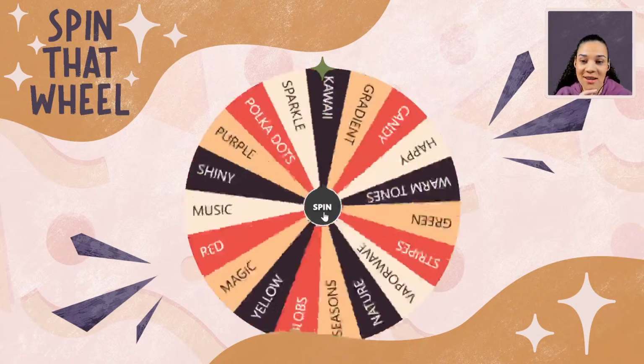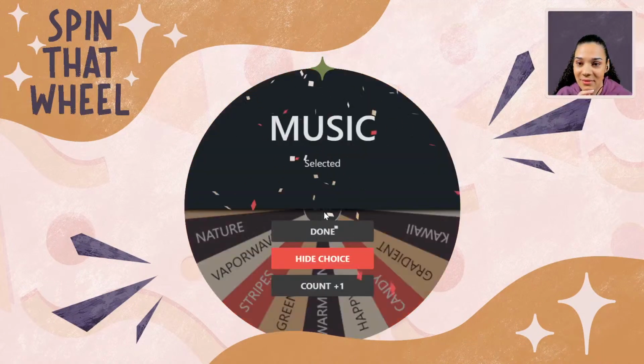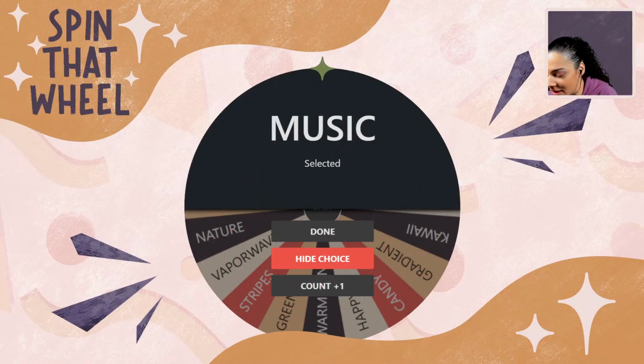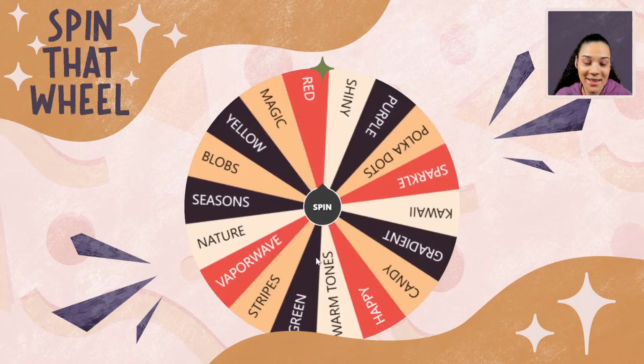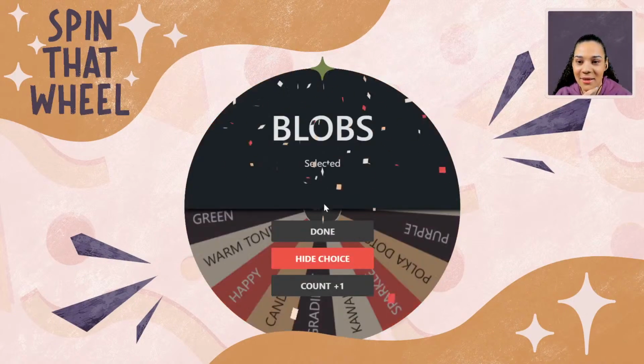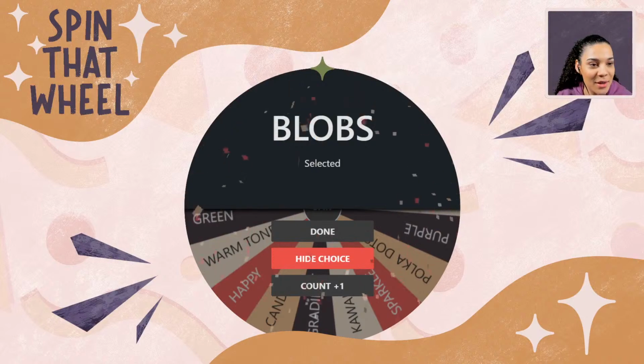Number 4. Music. I don't know how we're gonna put music in here, but we're gonna find a way. Blue and music are my least favorite so far. Let's see. What else we got? Number 5. Give us something good. Blobs. I can do blobs. Blobs is fine. Blobs works.